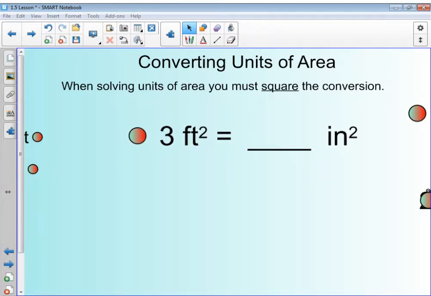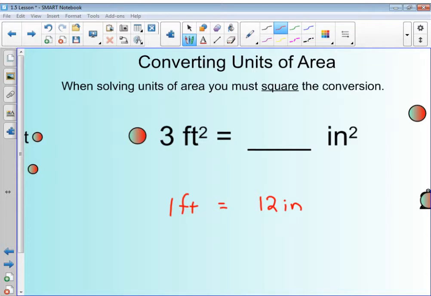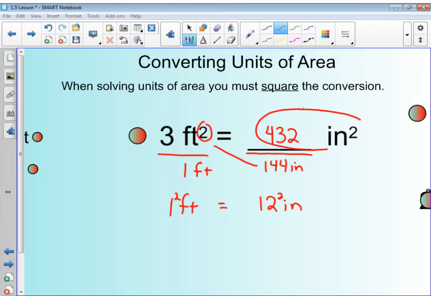Okay, so this time we're doing 3 feet squared into inches squared. So our conversion, well, 1 foot is the same as 12 inches. Okay, so because we're doing area, we're going to square our numbers. So now when I rewrite those, 1 squared is still 1 foot, and 12 squared is 144 inches. And now we're going to cross multiply divide. So 144 times 3 gives me 432 divided by 1 is still 432 inches squared. Okay, so that's our final answer.